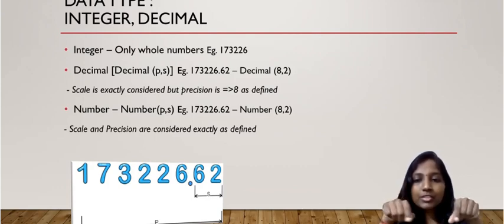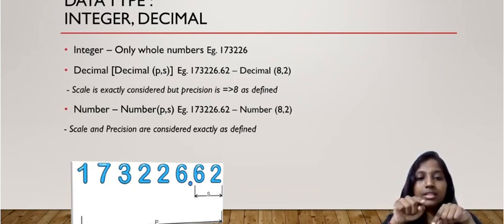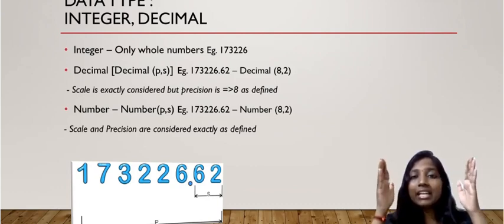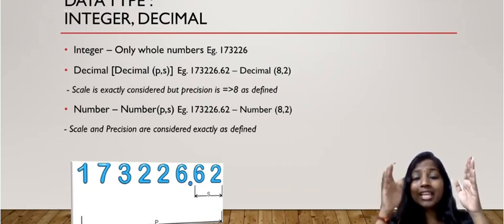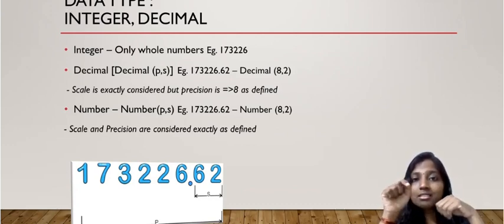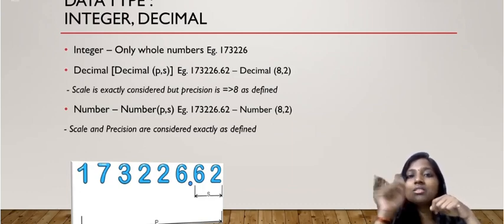Do you find that picture down, 173,226.62? It is marked as P. Precision is nothing but the entire length of the number, including the decimal values, the entire length. So here the entire length is 8, comma, scale is what? 2. After the decimal point, how many digits do I have?